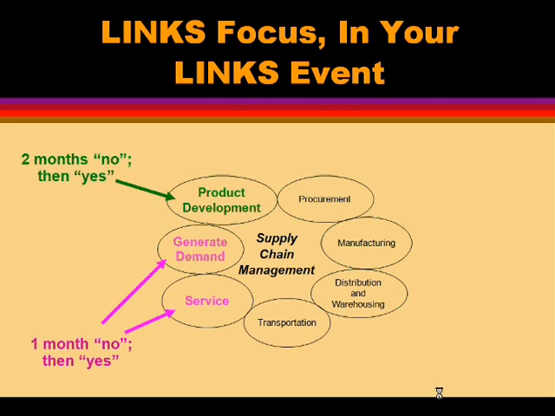So the focus in a given Links decision event is to take decisions on all these different modules as shown in this slide. During the first month, when you start the simulation game, you will take decisions only on procurement, manufacturing, distribution and warehousing, and transportation. You will not be taking decisions on generate demand, service, and product development. The reason for this is to ensure that we keep it simple in the beginning to get a hang for what the simulation game is all about.